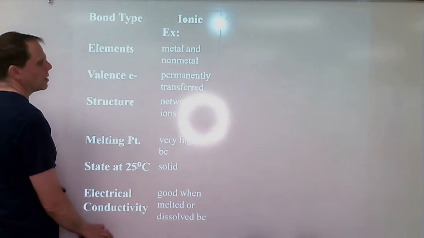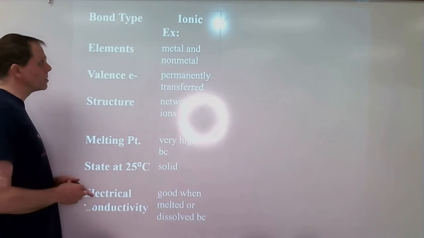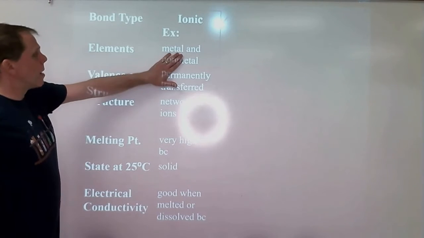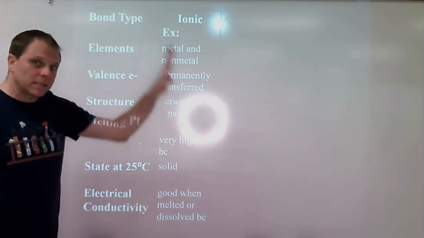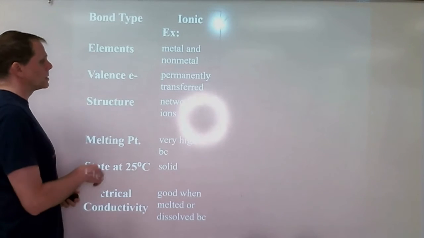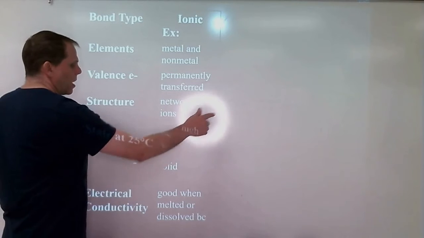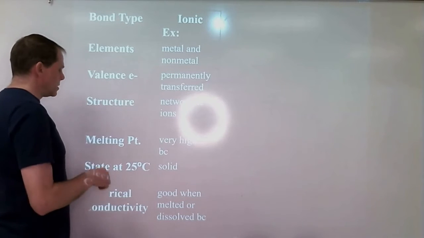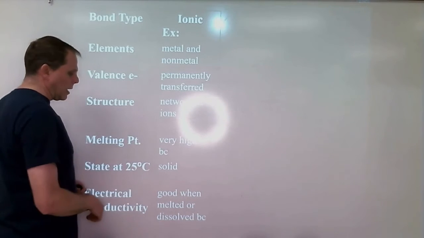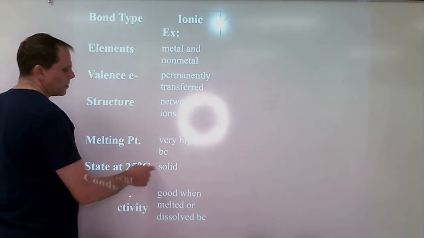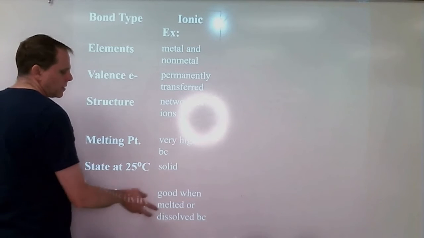Okay, we're getting there. We are almost done. Let's look at some of our characteristics of ionic compounds. Again, remember, it's a metal with a nonmetal, or greater than electronegativity of 1.7. Valence electrons are transferred. The structure is a network of ions instead of a distinct unit. Melting point, really high. The state is going to be a solid. And then the conductivity, it's good.